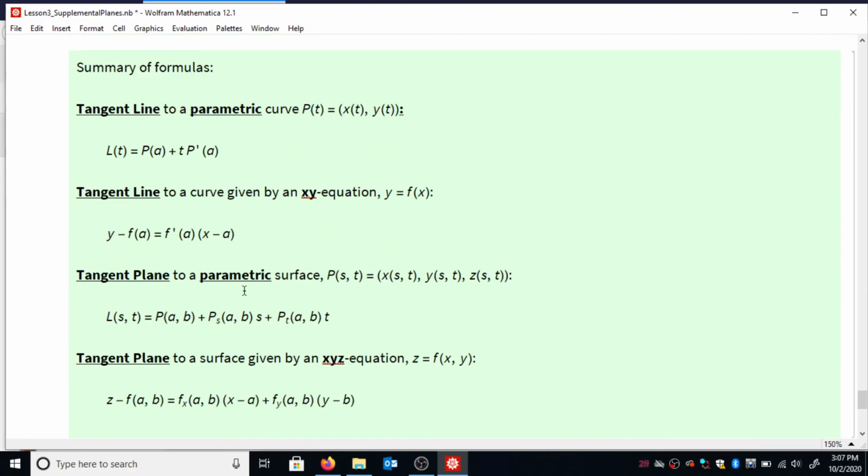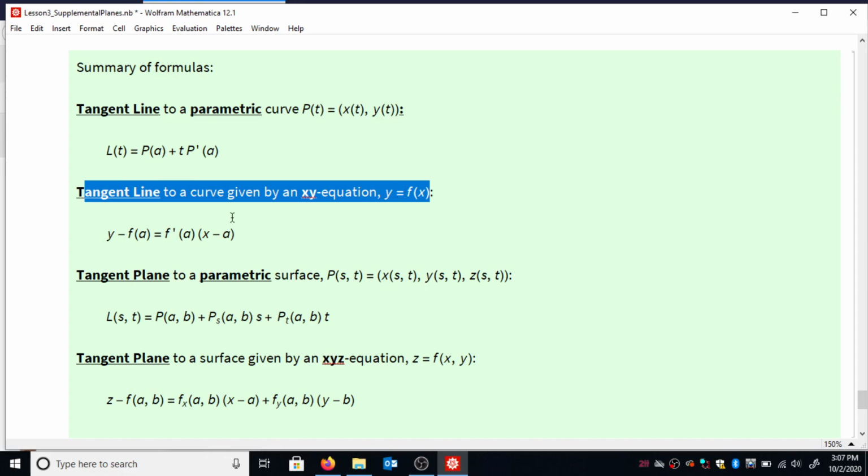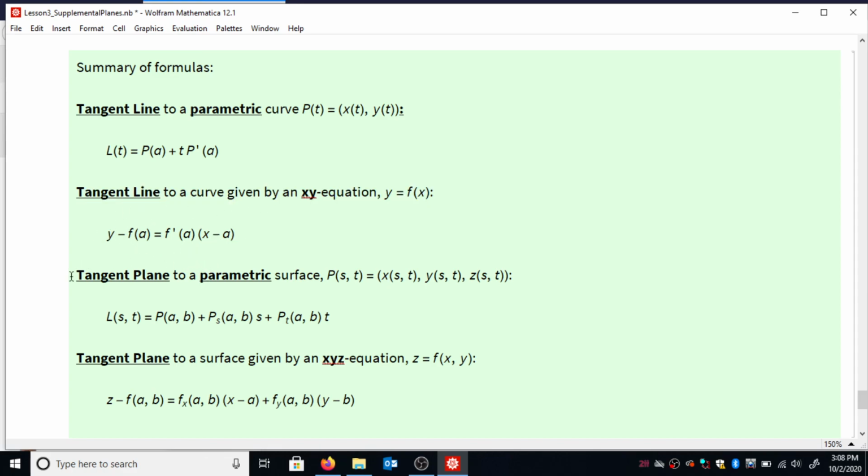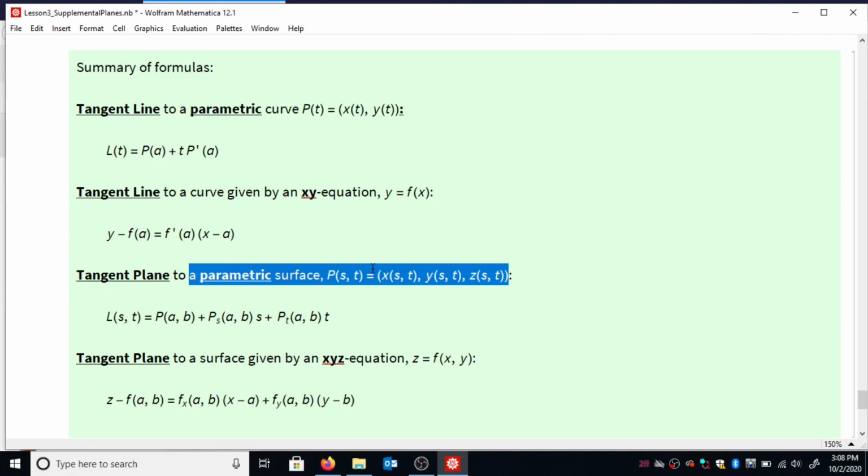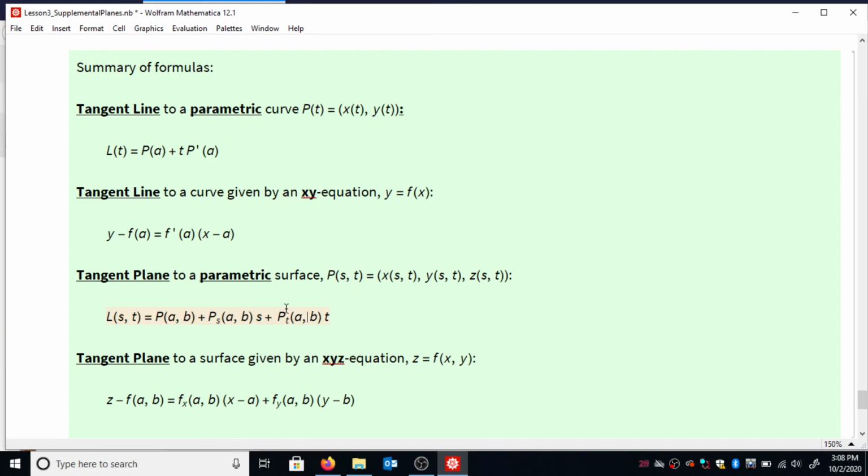And let me summarize real quickly. There are 4 interesting formulas in this video. The formula for a tangent line to a parametrically defined curve, the formula for a tangent line to a curve y equals f of x, so an xy equation, and then stepping up a dimension, a tangent plane to a parametrically defined surface, and then a tangent plane to a surface that's given by an equation z equals f of xy, so this is an xyz equation.